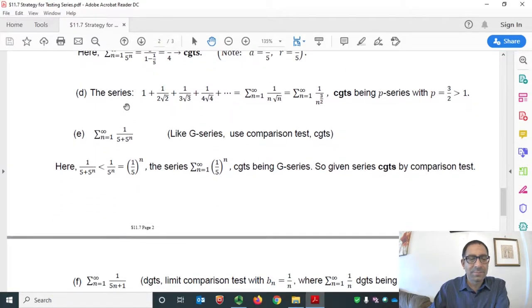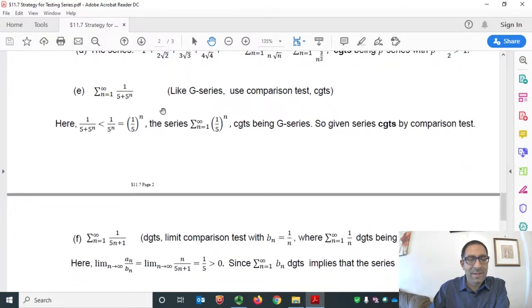Part D. The series of 1 over n times radical n, n runs from 1 to infinity. This can be written as the summation, n equals 1 to infinity, of 1 over n to the power of 1 plus 1/2, which is 3/2, and this series converges, being a p-series with p equals 3/2 greater than 1.